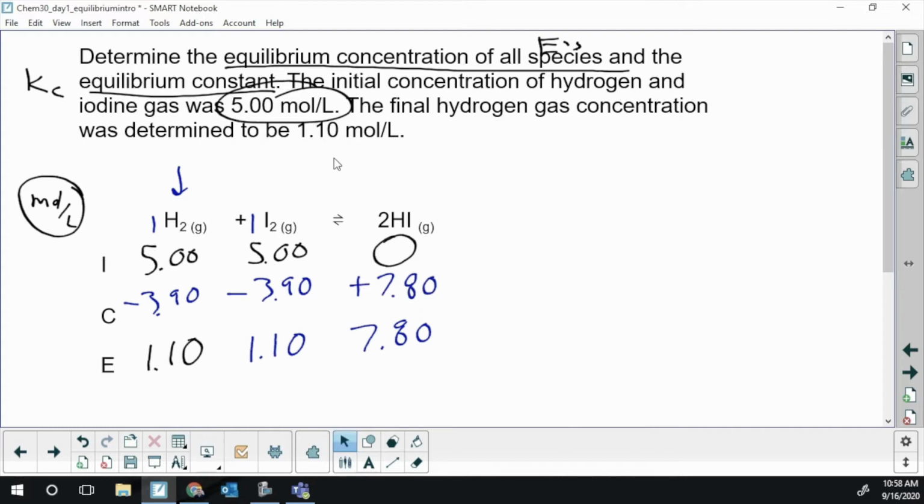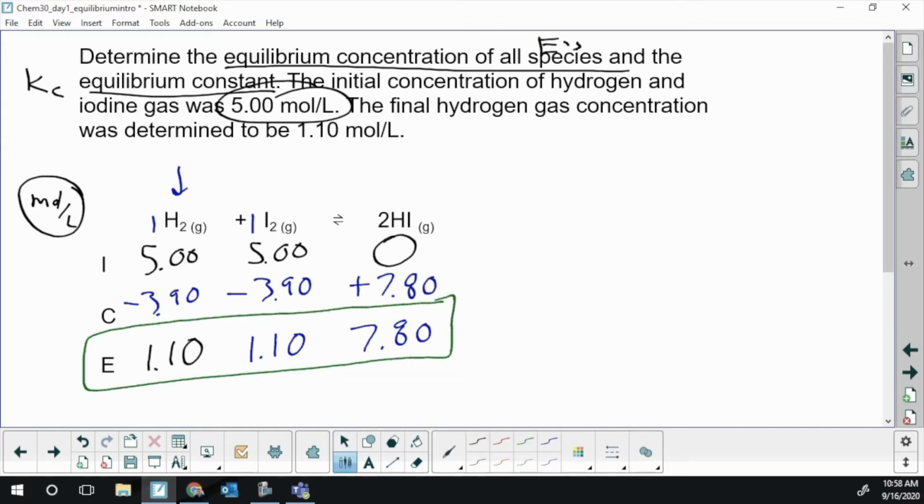Okay. If I was doing an answer, I should write a sentence or a statement stating the answer. I'm going to leave that out, but please do that when you're doing a test or quiz. Okay. I know the equilibrium concentration of all my species.